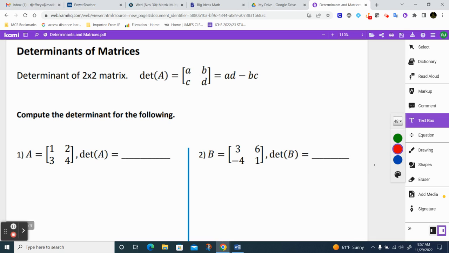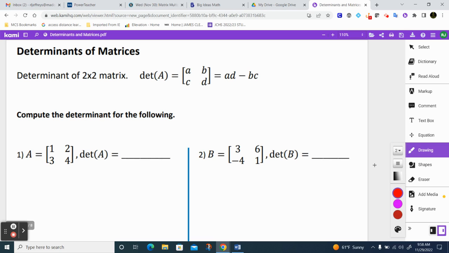Determinant of a 2 by 2 matrix. Okay, this is what we do. Remember I told y'all a lot of this is add, subtract, multiply. This is what we're doing. So it's this times this minus this times this.